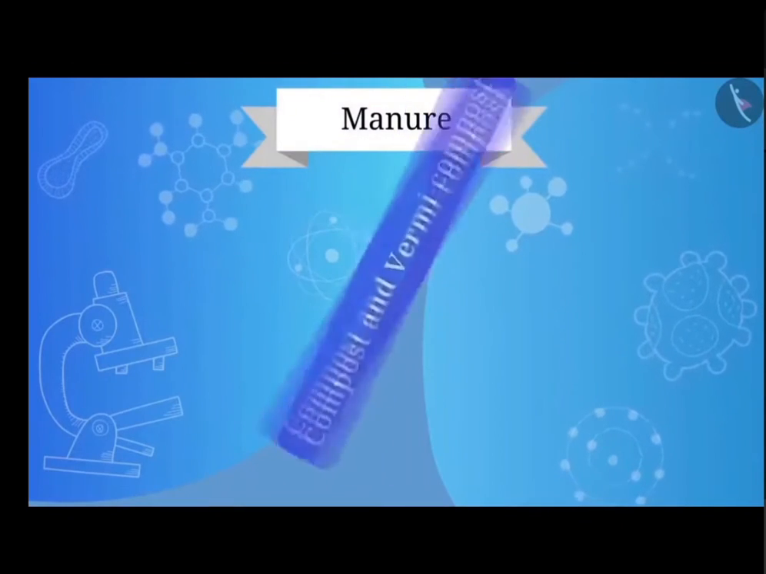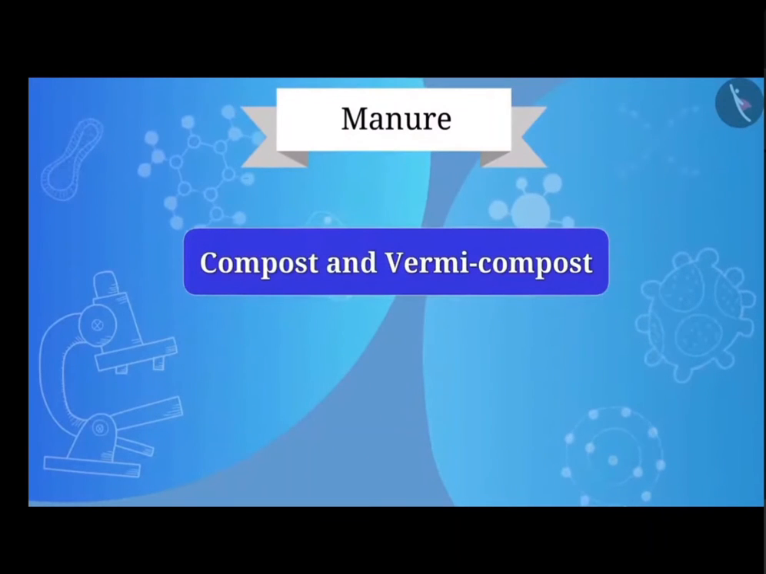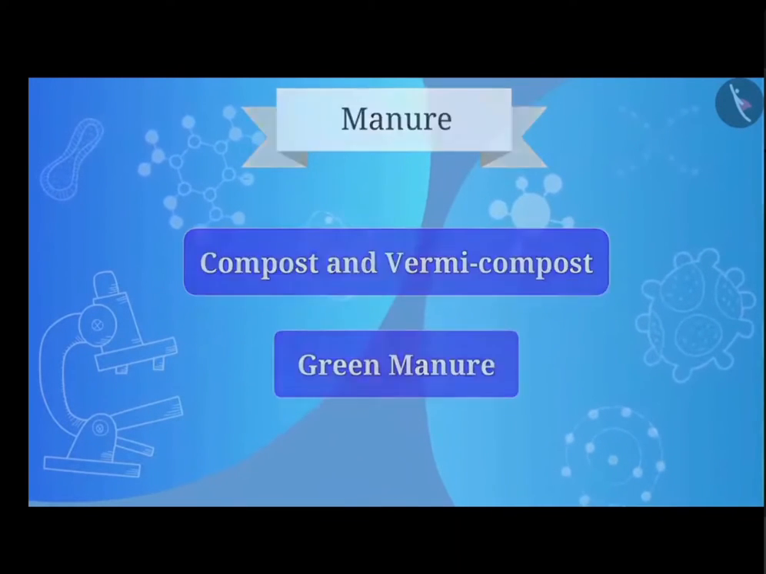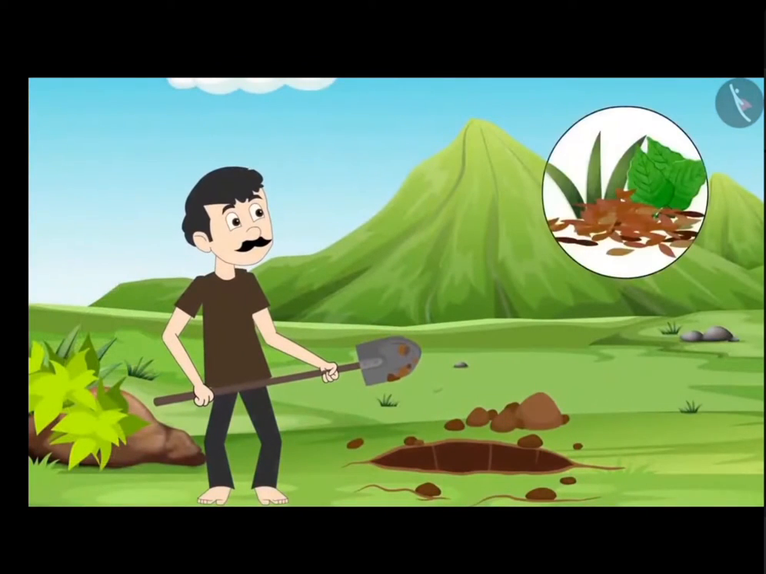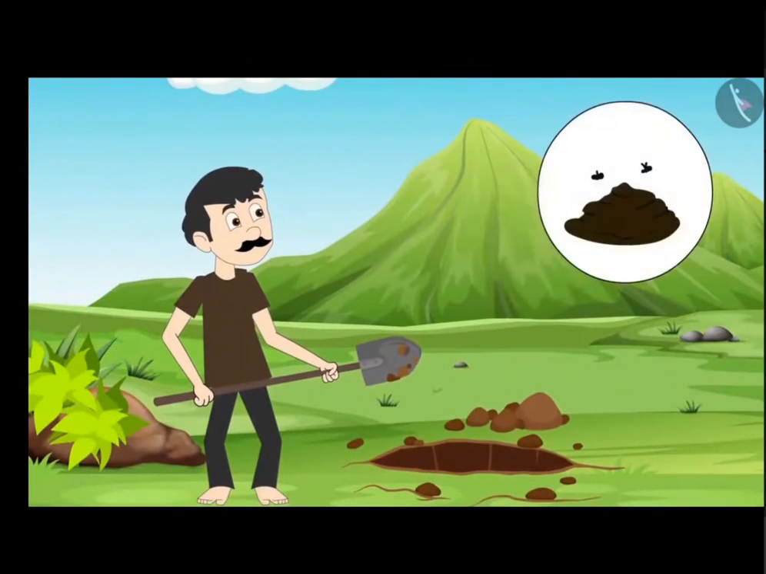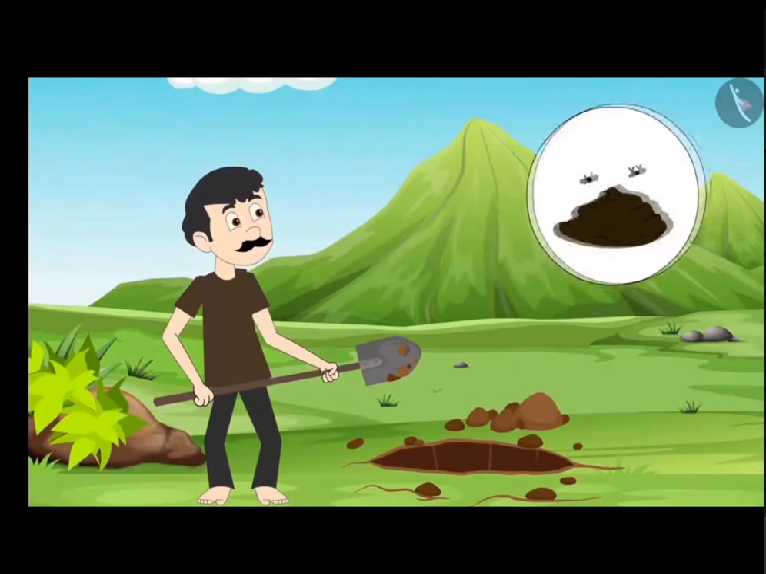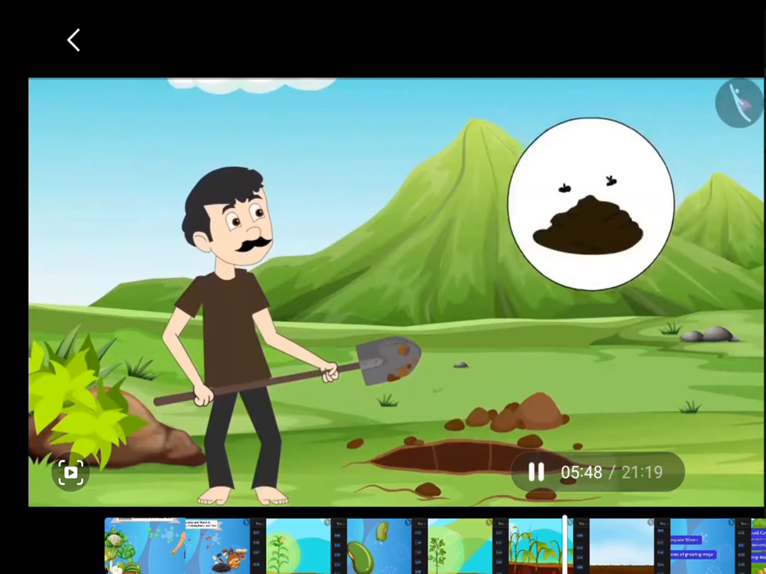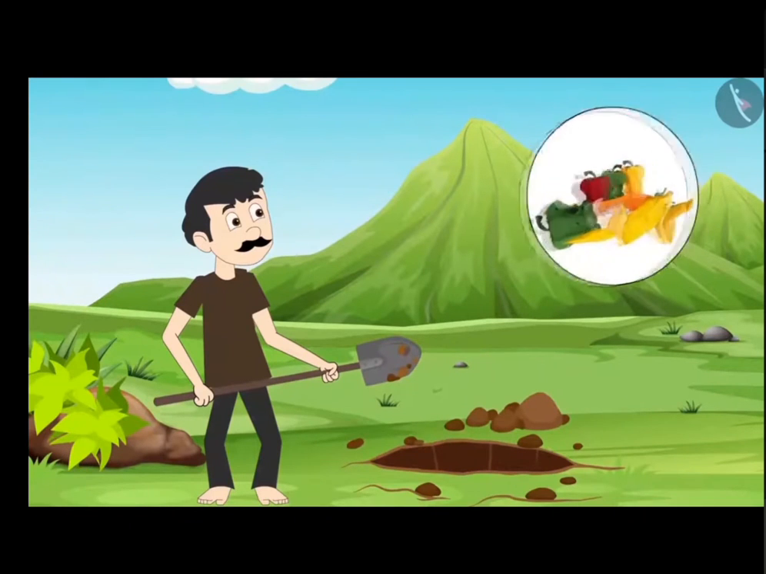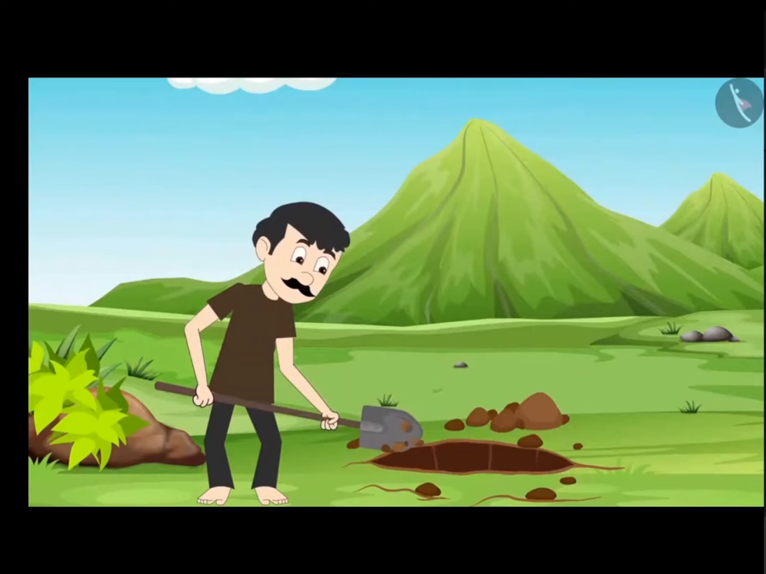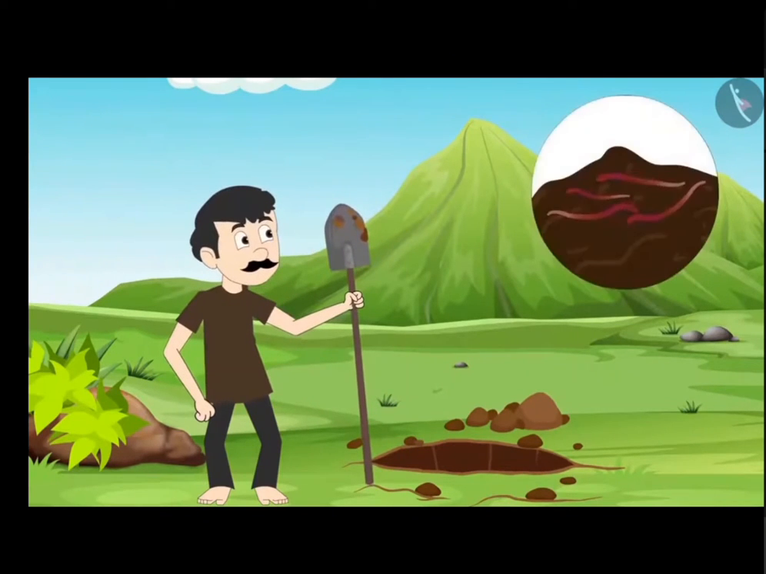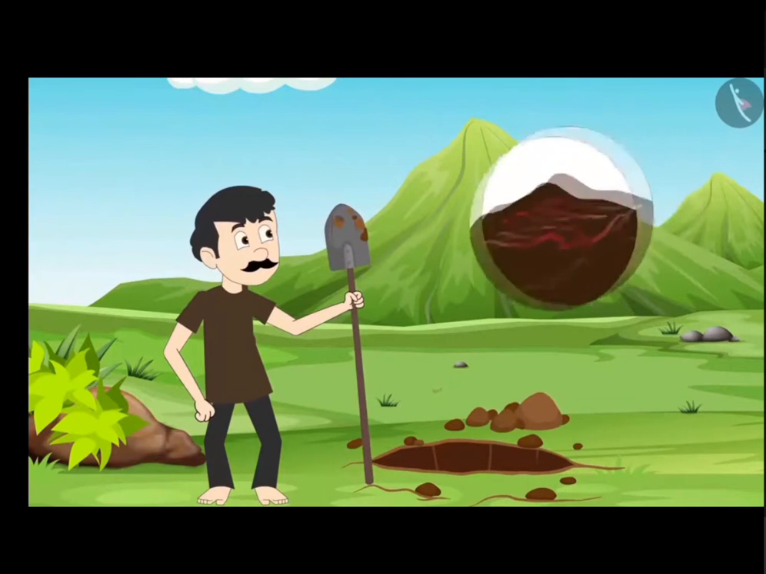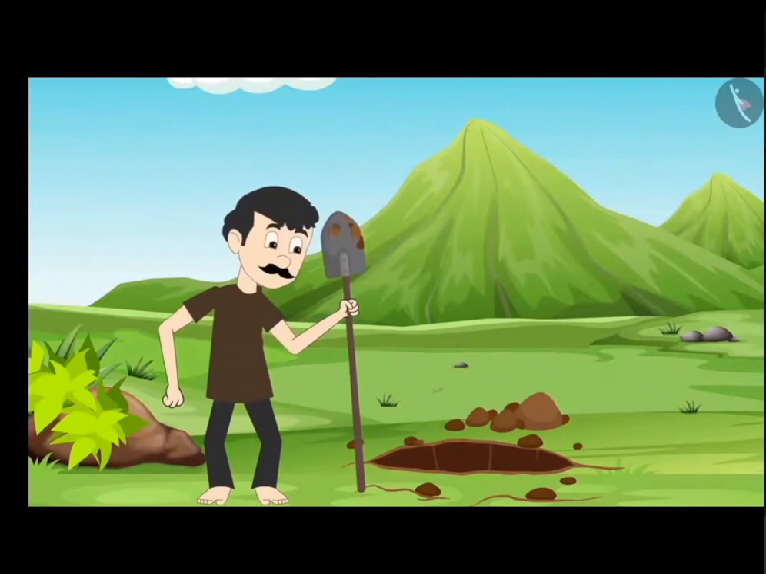Manures are of two types: compost and vermicompost, and green manure. In the compost and vermicompost process, vegetable waste, animal feces, household waste, etc. are decomposed in pits. It is known as compost. To speed up this decomposition process, earthworms are also used, and this is called vermicompost.